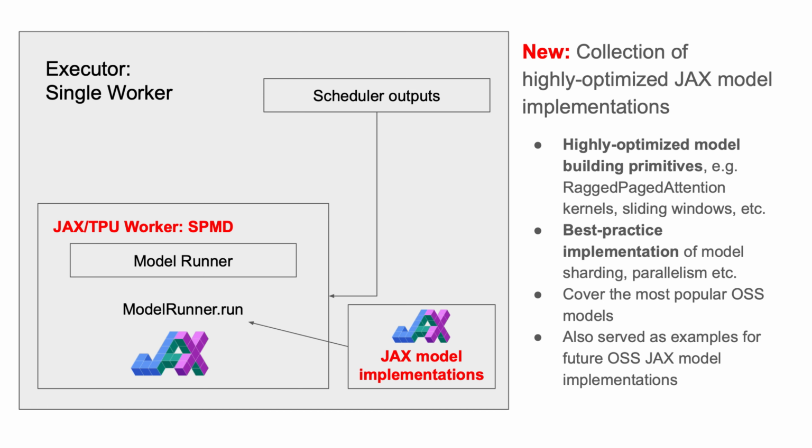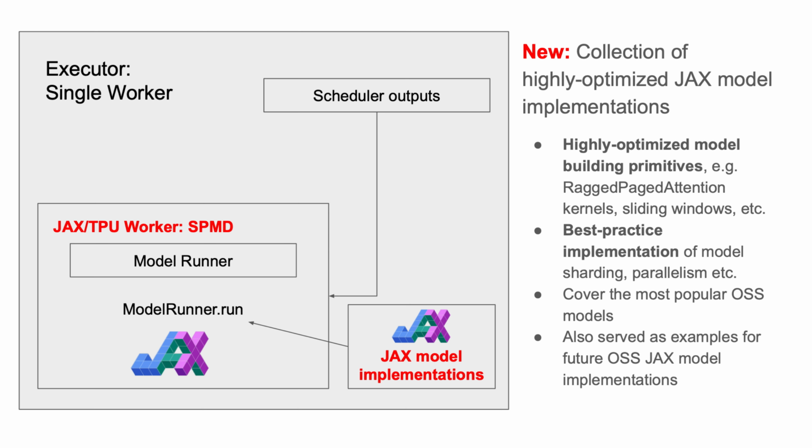These building primitives include, for example, the high-performance ragged paged attention that optimizes your attention computation. We also have customized implementations for key components in LLMs, such as sliding window, other feed-forward primitives, and so on and so forth. So that's the first goodie you can get from this collection of model implementations. The second part is through this model implementation, we also show you the best practice of how to build a JAX model that can run performantly on TPU for inference.